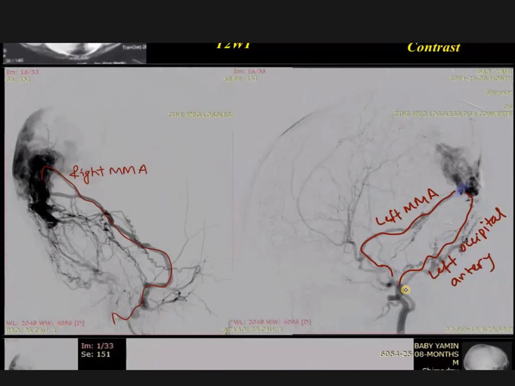On the right side, selective external carotid artery injection shows a big venous lacunae, supplied mainly by the branches of the middle meningeal artery, and also by the occipital artery. On the left side, non-selective injection of the common carotid artery shows there is no supply from the internal carotid artery, but supply is from the branches of the external carotid artery, mainly the middle meningeal artery and the occipital artery.